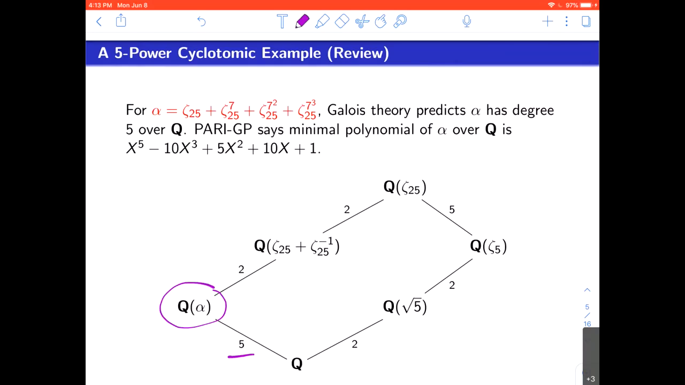And using a computer algebra package that I know how to use, Alvaro always makes fun of me for using it, Pari, I found a 5th degree polynomial with alpha as a root. And so one can discover these things. And so there are all the different intermediate fields there.